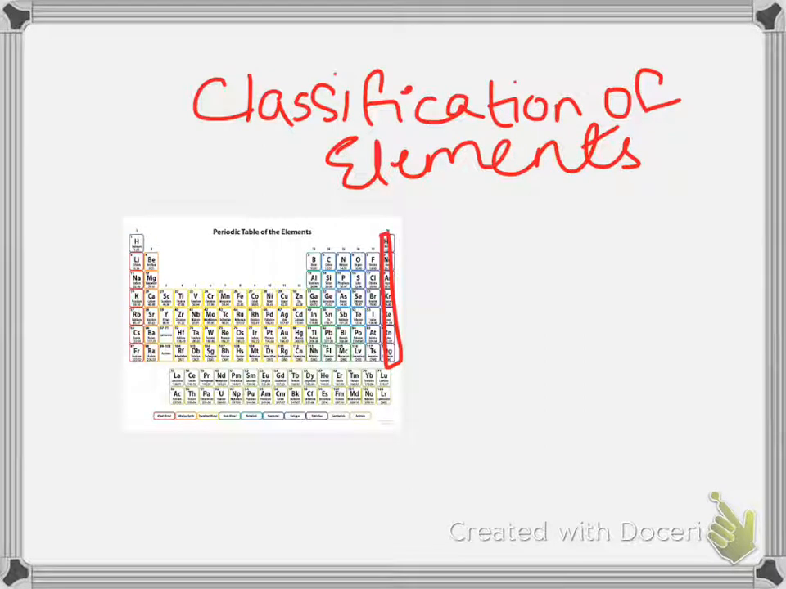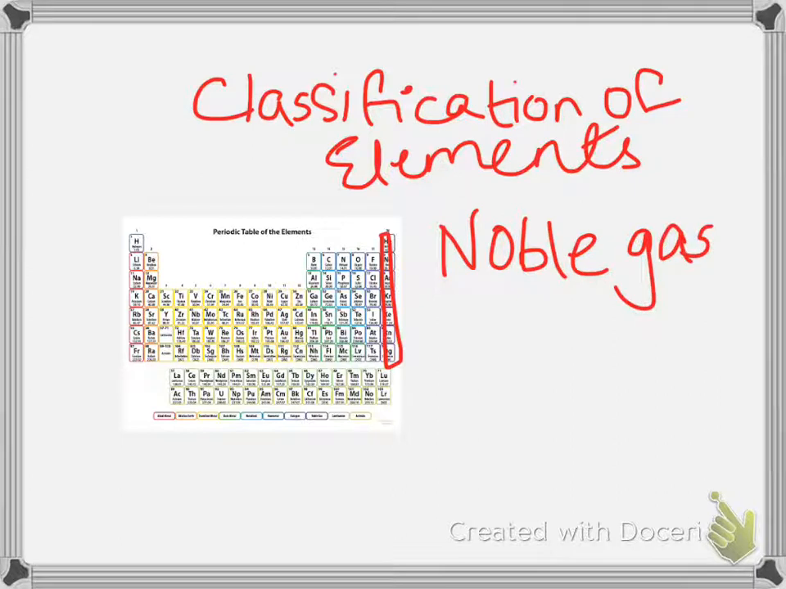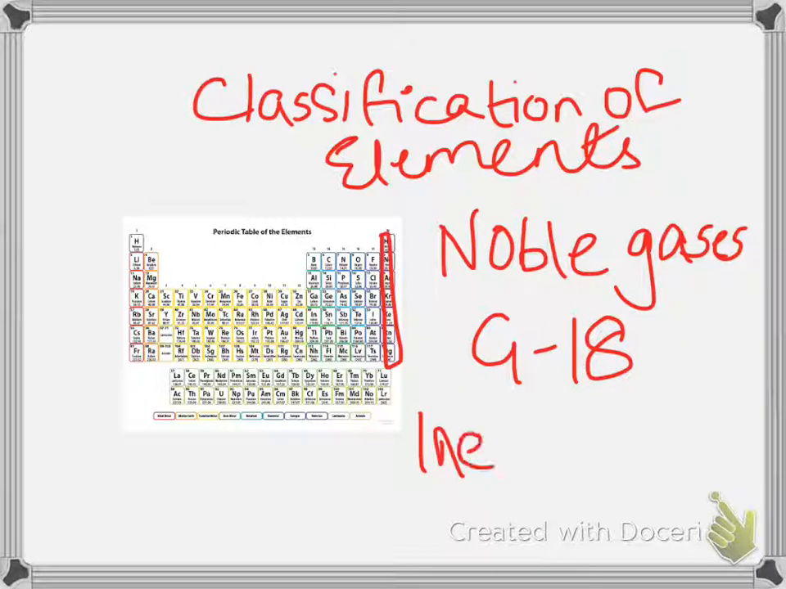So we have discussed all the groups in the table. Now what is this marked region, group number 18? Yes, they are known as the noble gases. Noble gases are group number 18, which do not react with other elements because noble gases are very stable. The other name for noble gases is inert gases. So this is the classification of the periodic table.